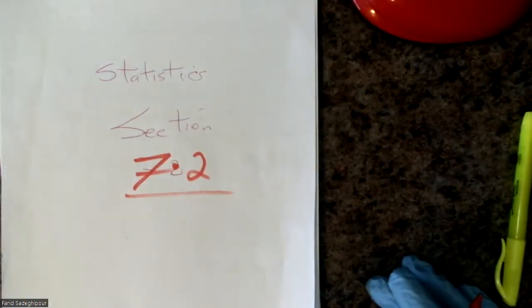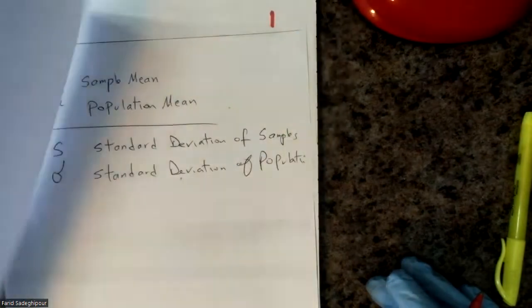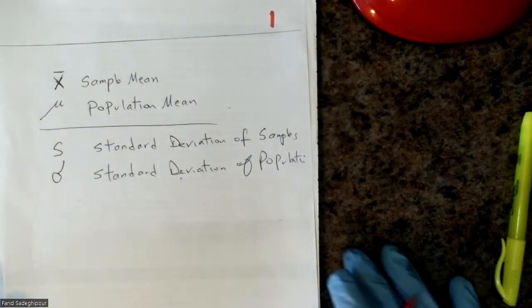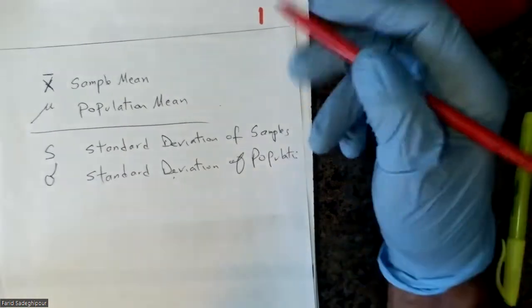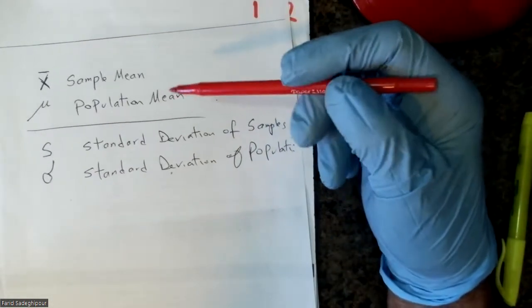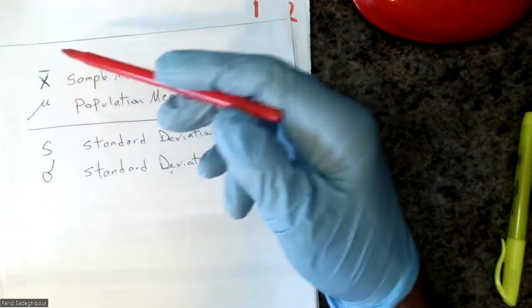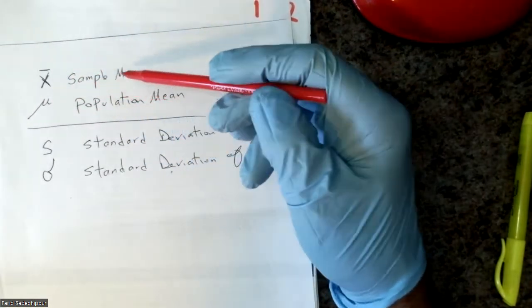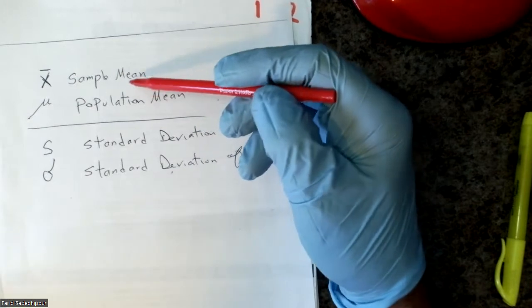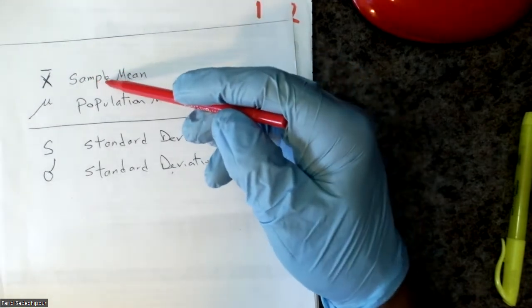Section 7.2, statistics. First of all, I want you to be familiar with some of the symbols that we use. If you see X bar, that means sample mean, or when you calculate the mean for samples.